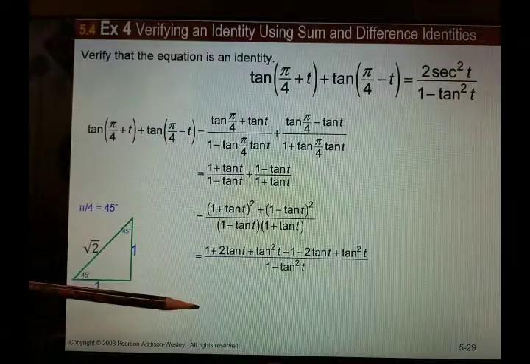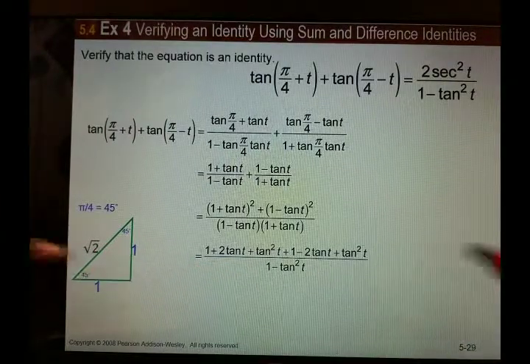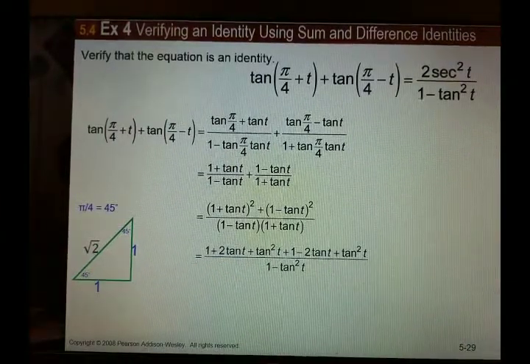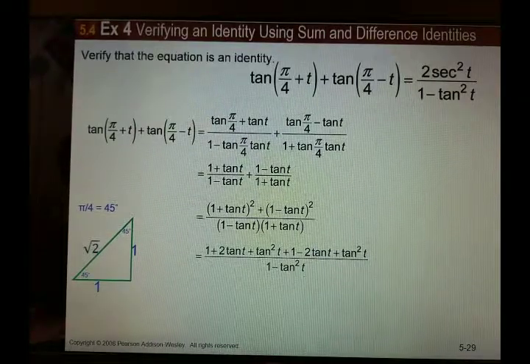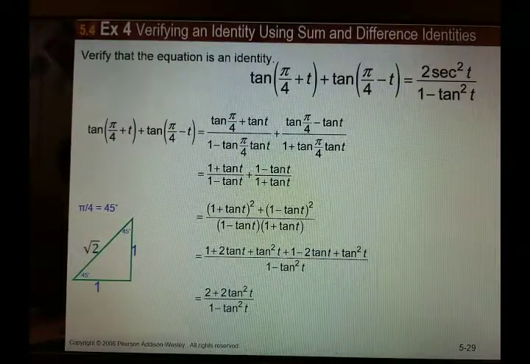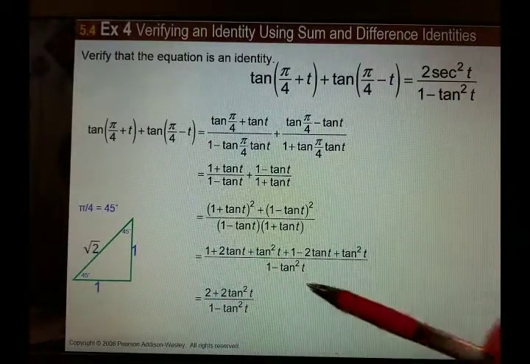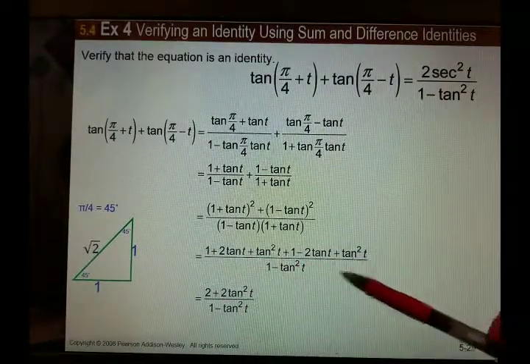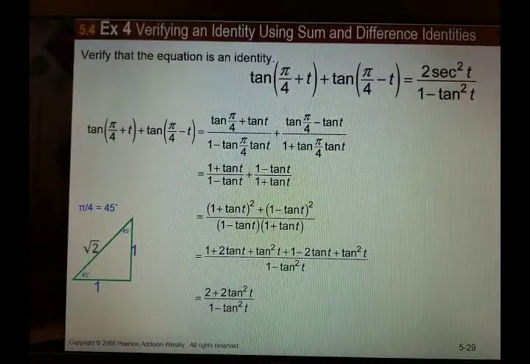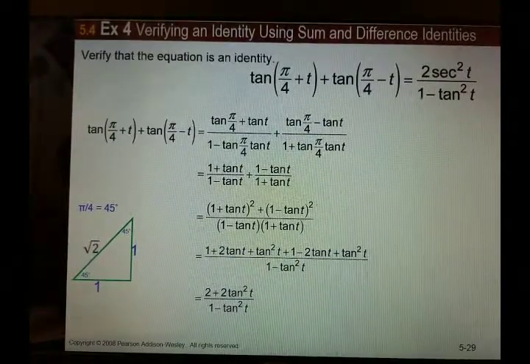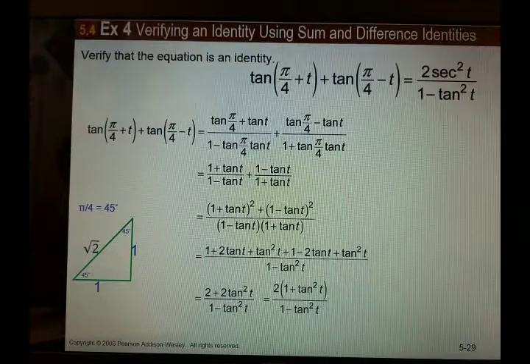In the numerator, I want you to notice the negative 2 tangent t's will go away. They cancel, they reduce, they simplify to 0. But I've got 1 plus 1 is 2. So we have a 1 here and a 1 here. That's the 2. You have a tangent squared plus a tangent squared, and that's the 2 tangent squared. Now, out of the numerator, I can factor a 2 out. So I factor a 2 out of both of those.